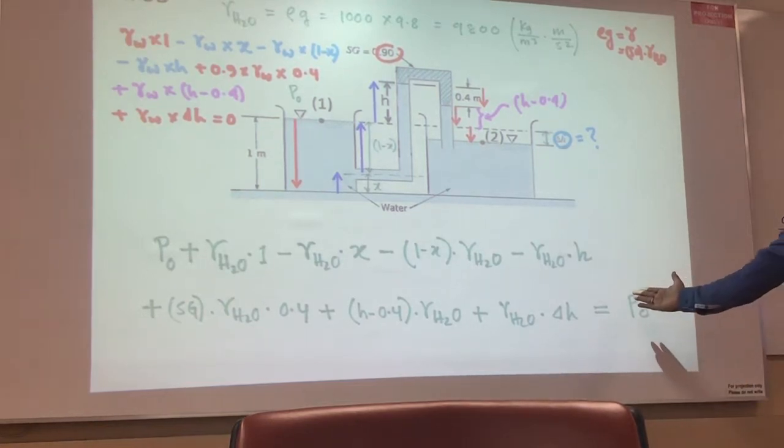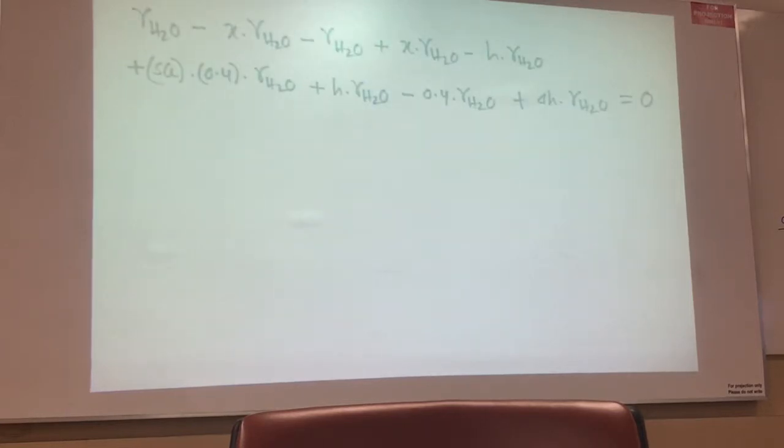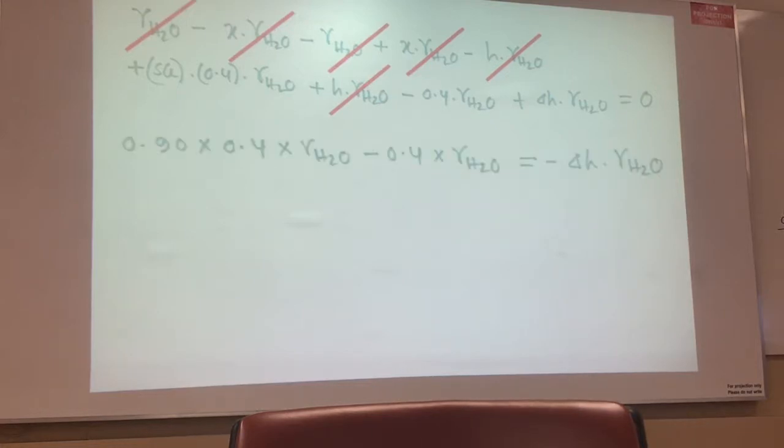Then I can get it. After that, nothing new, just the same understanding. Then what do I do? I just cancel each other, because some are double counting, just cancel. And finally, I substitute the value, and I can get delta H is 0.04. This is the answer.